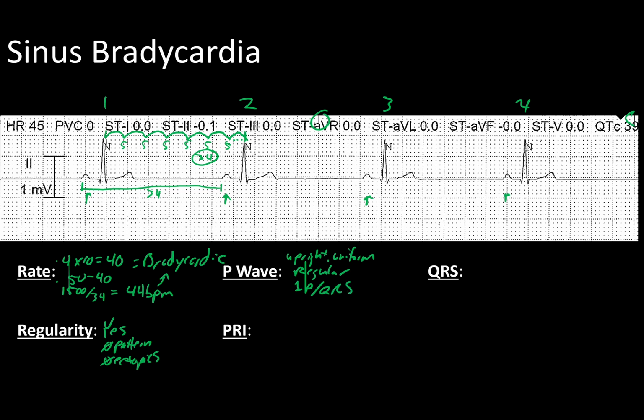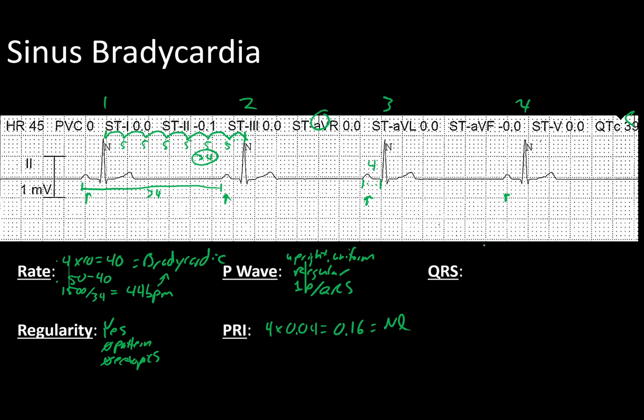As for our PRIs, what do we got going on here? Well, this P wave starts right there, and then my QRS ends about there. So that's 1, 2, 3, 4. So 4 small boxes. And since we've agreed that essentially each beat is identical to the other, 1 can stand in to represent the rest, and so I've got 0.16, which is normal, correct?